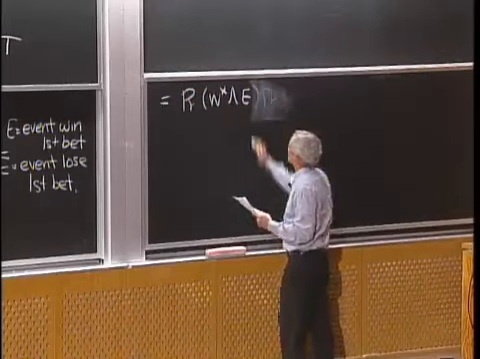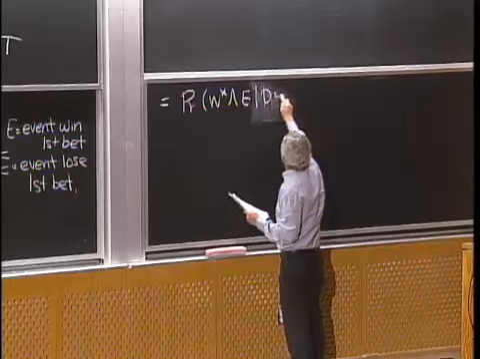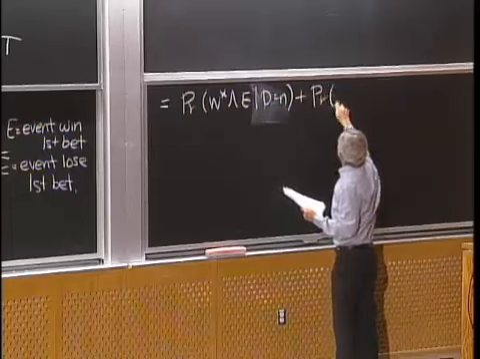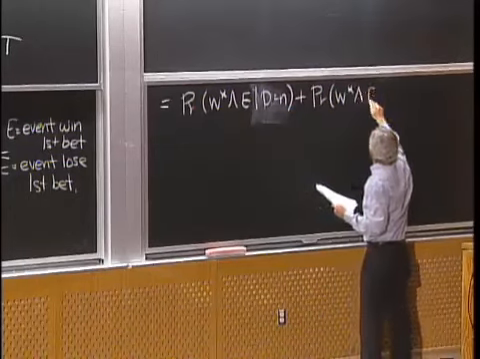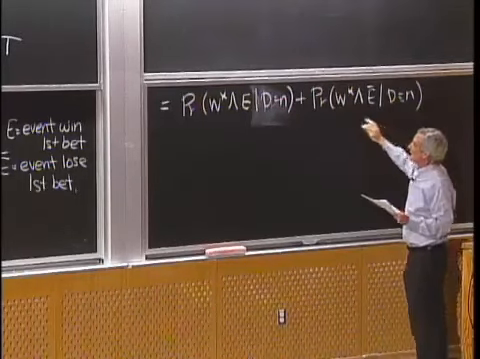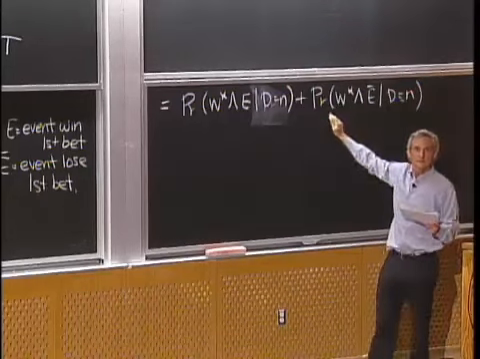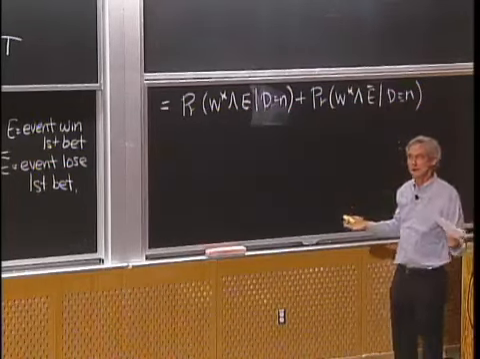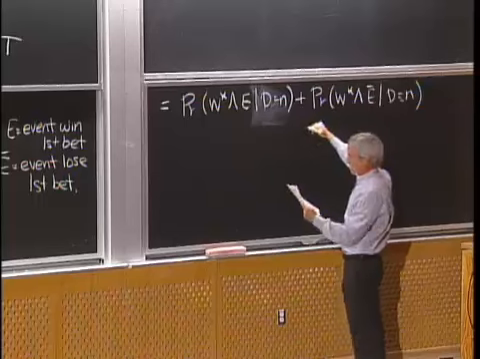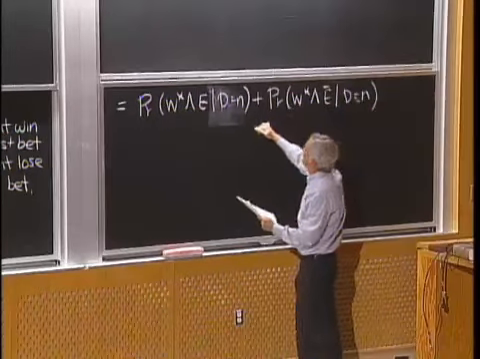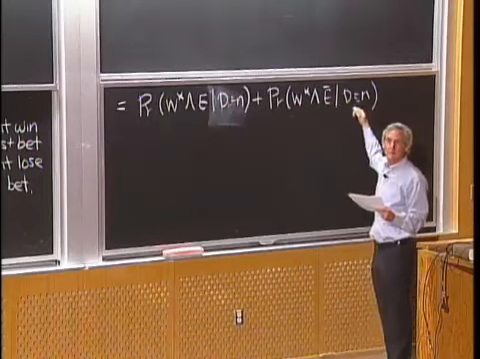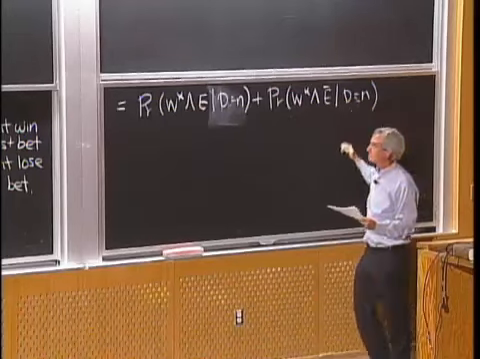So I'm breaking into two cases. The first one is you win the first bet, given d equals n, and the case where you lose the first bet, given d equals n. Any questions here? Probability of going home happy, given that you start with n dollars, is the probability of going home happy and winning the first bet, given d equals n, plus the probability of going home happy and losing the first bet, given d equals n. Just those are the two cases.